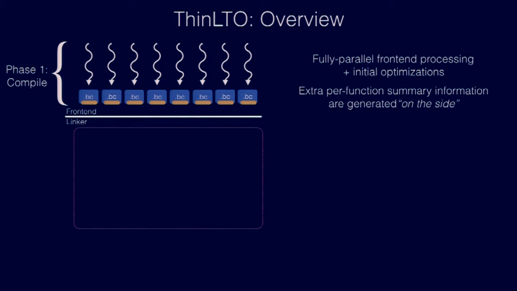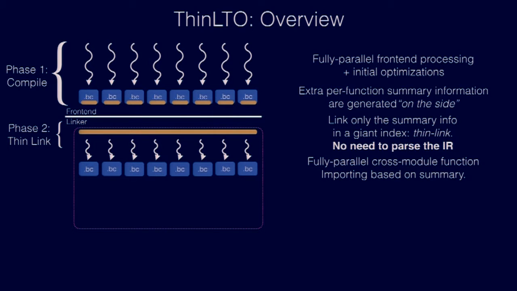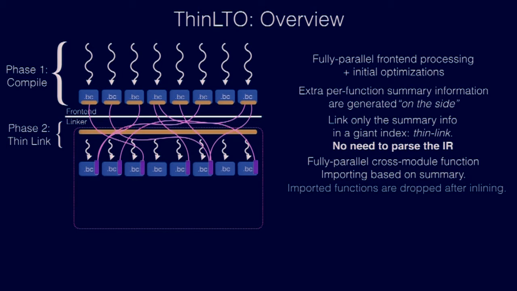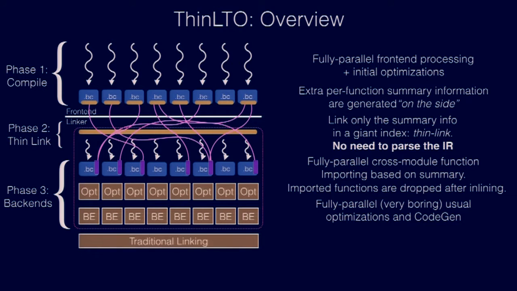and then the linker takes this summary and builds an index, which is not very big. Because of that, we don't need to parse LLVM IR, which would be very slow if we did so. And then based on the index, we can do importing. We can just take the functions that we need, for inlining and for some optimizations, and import them from the modules that we care about. And then we can just run our boring optimizations, backends, and traditional linking.